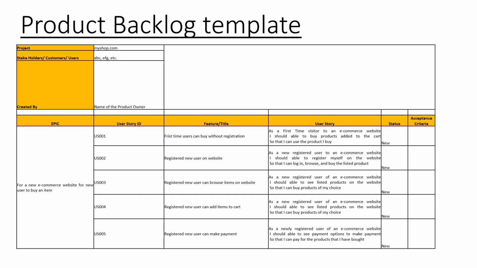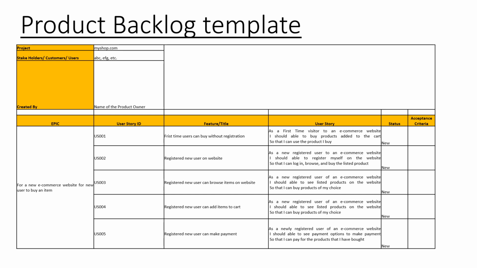It contains many stories. First, first time users without registration: can the user buy the product without registration or not, so that is the thing. So it has a feature, without registration, and a user story with acceptance criteria: as a first time user to e-commerce sites, I should be able to add to a cart so I can buy the product.